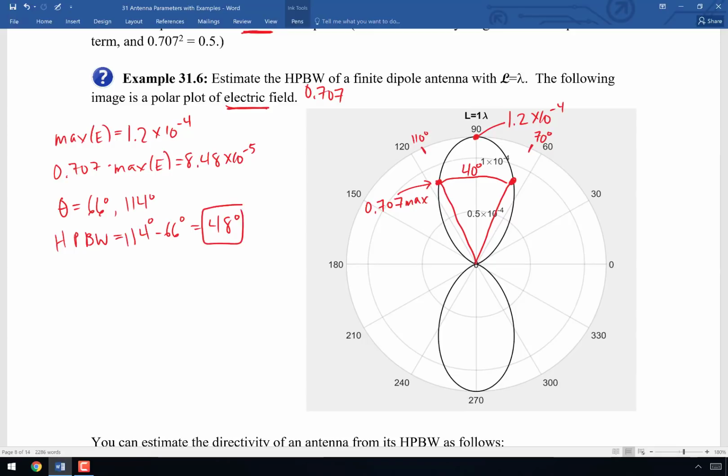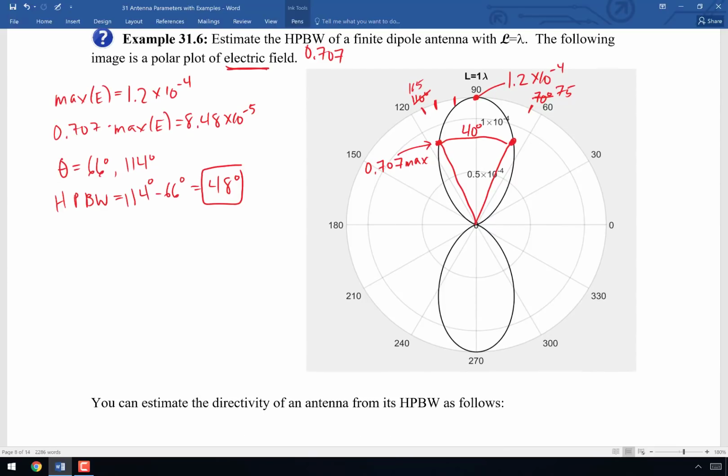So you can see that I was actually off by about 25% in my estimate there, but it's the best that I could do. Now that I look at it, I could probably have said that's about 100 and that's about 110. I probably should have guessed 115 and 75. Looking back at it now, I think I could have gotten a better estimate, but 48 degrees is the precisely correct answer based on the calculations that I did in MATLAB.